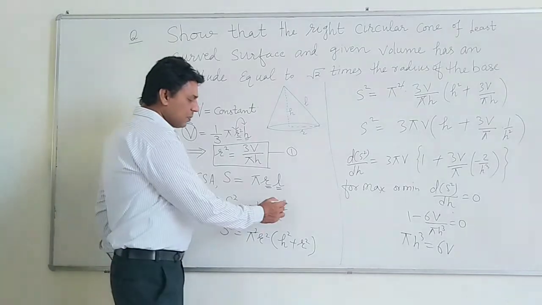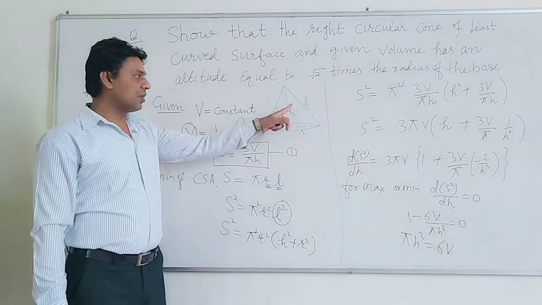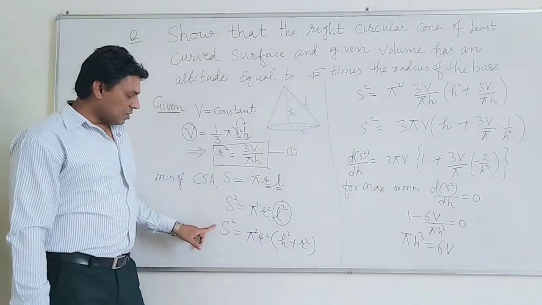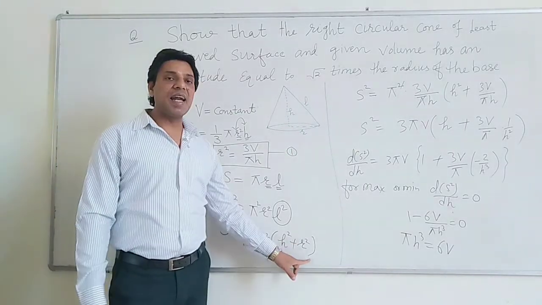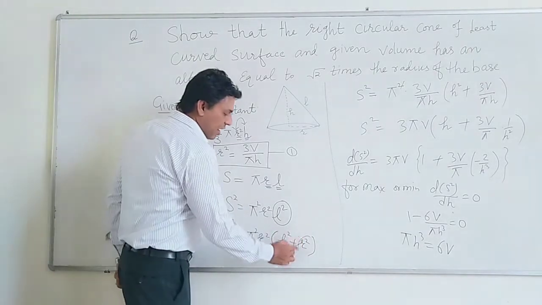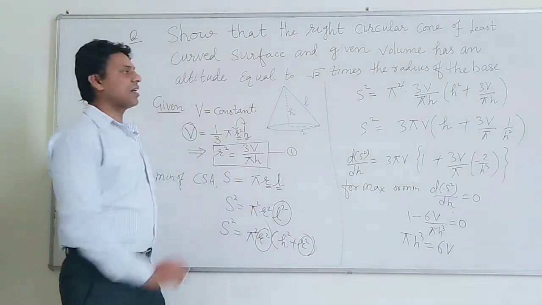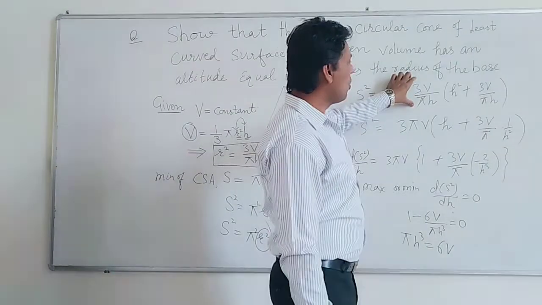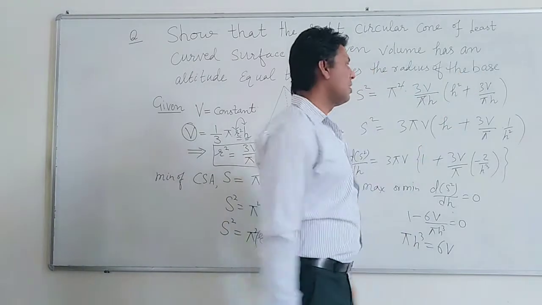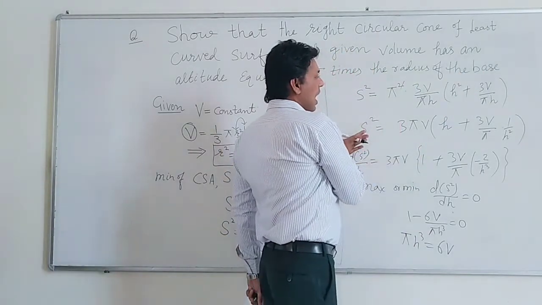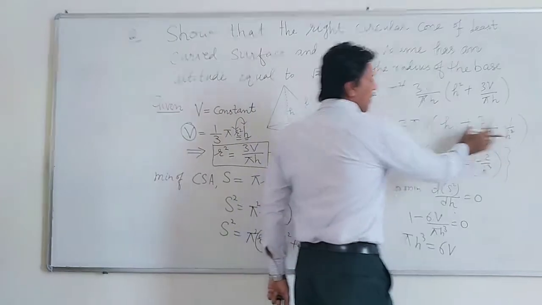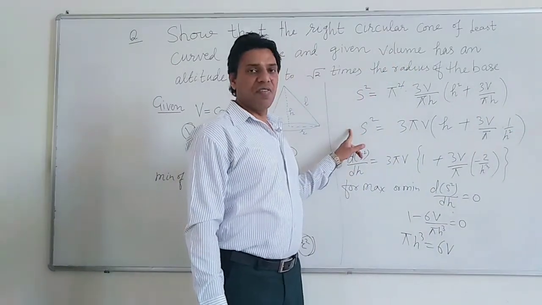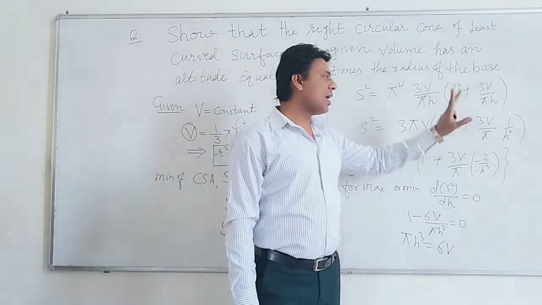Now the formula of slant height of a cone, by Pythagoras, is l² = h² + r². Now s² is in terms of r and h, so I will put the value of r² from the given condition. This is the value of r², and this is the value of r². Now after solving, you see s² is a function of h only. There is no r. S, the curved surface, depends upon h only.